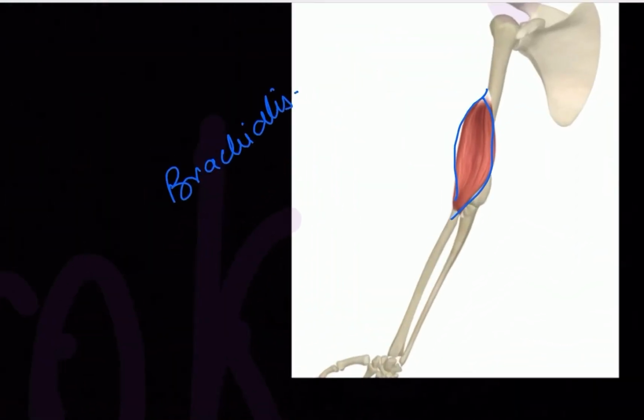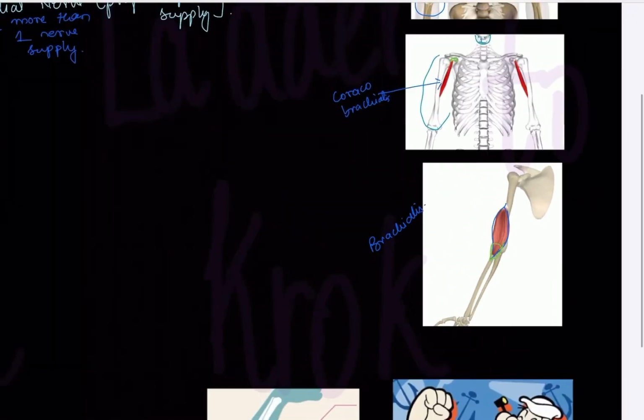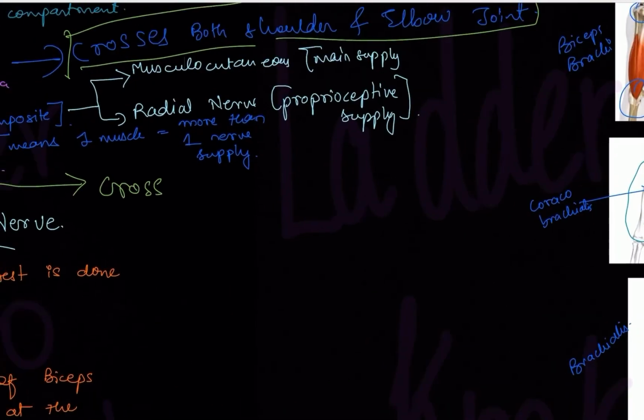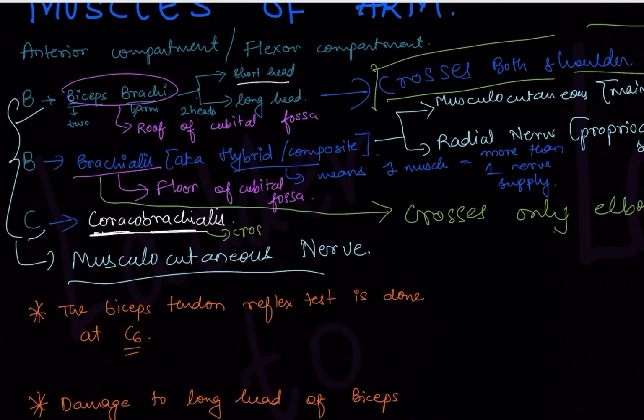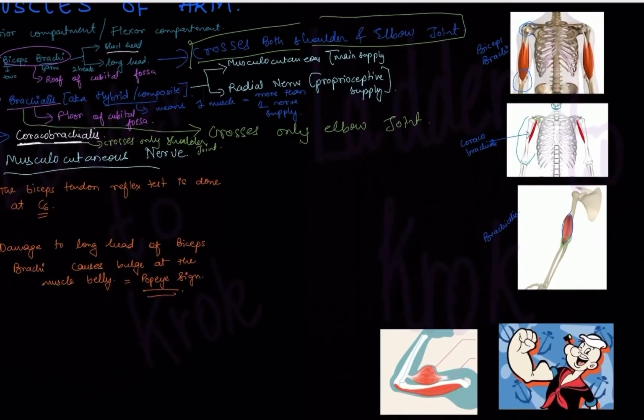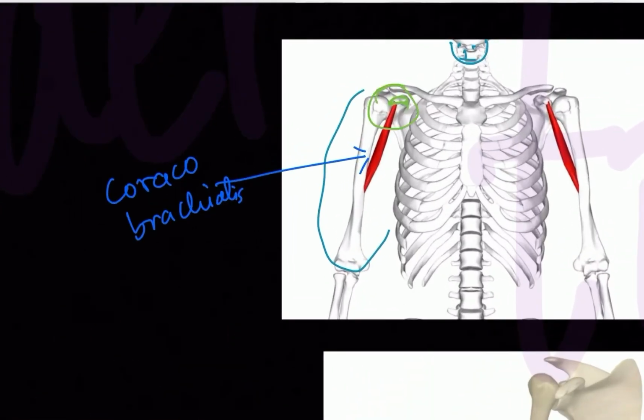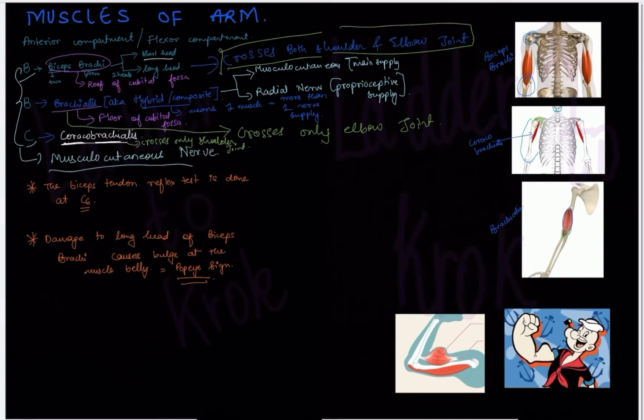Brachialis, first look at the picture. What you can see, it is only crossing the elbow joint. So write down, crosses only elbow joint. Then coracobrachialis crosses only the shoulder joint. I'll show you in the picture. Here you can see it crosses only the shoulder joint. It doesn't cross your elbow joint. So remember which muscle crosses which joint.